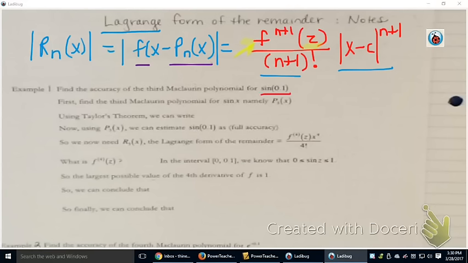So first of all, the example problem says find the accuracy of the third degree Maclaurin polynomial for sine of 0.1. What we have to do first is figure out what P3 of x is. If you use what we did in the video from yesterday, you start with sine of x, find the derivatives till you get to the third place, and then write out the polynomial.